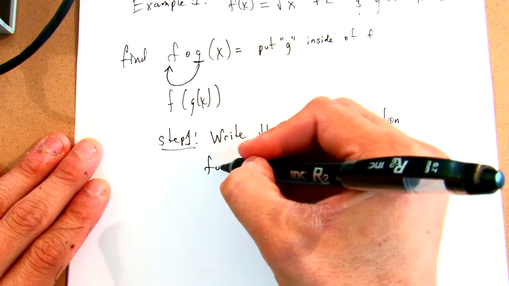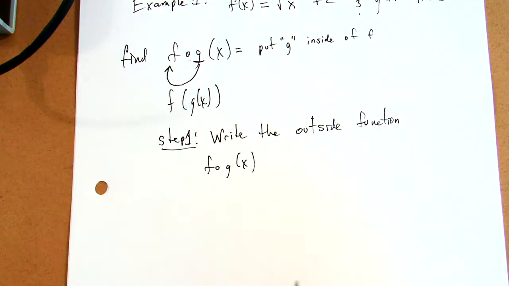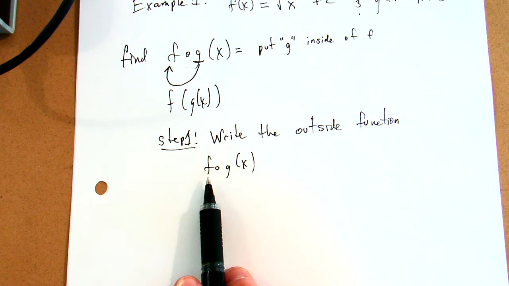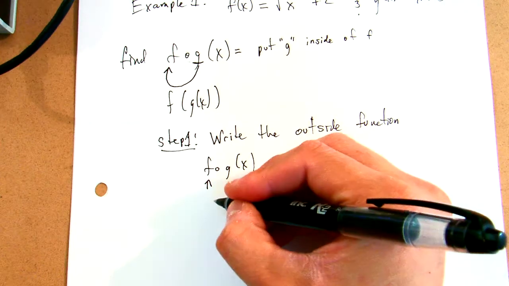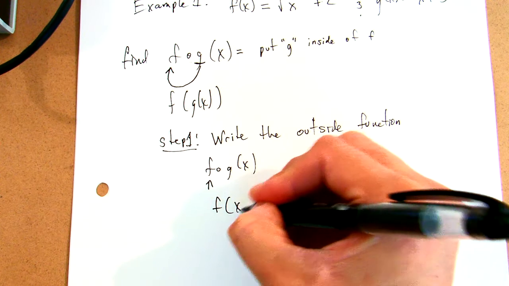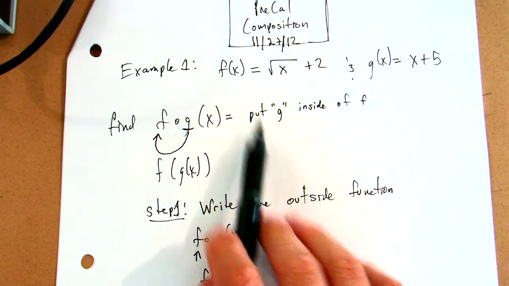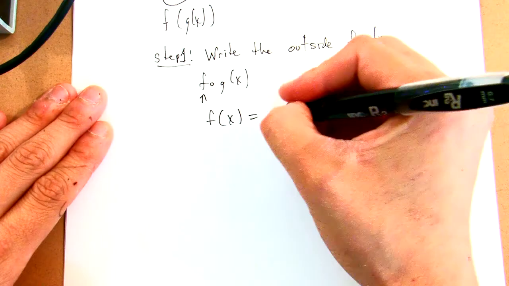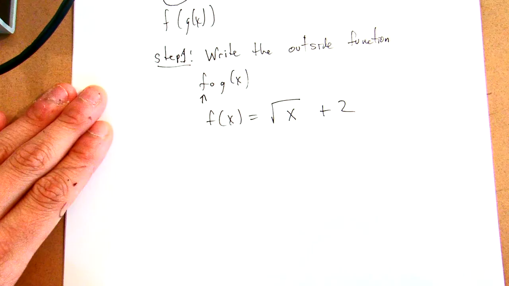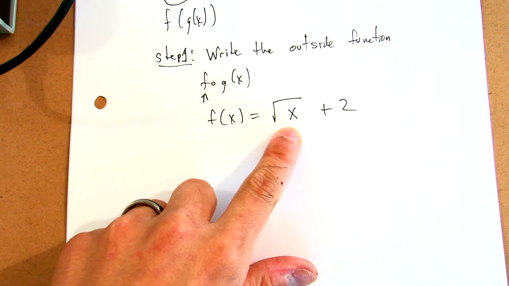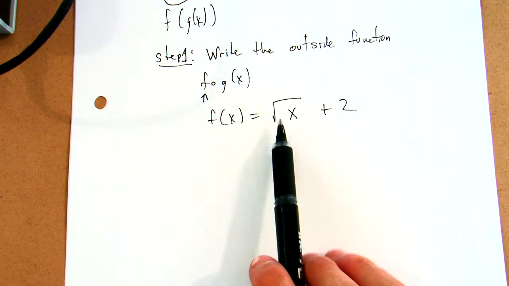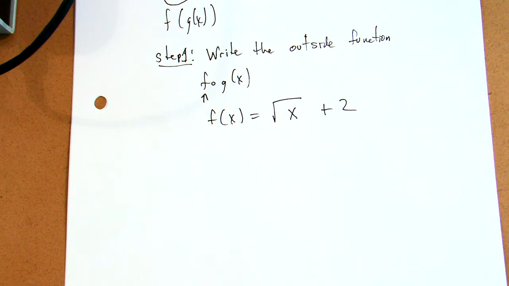So if you look at this case, which is my most outside function here? It's going to be f. So what is f of x equal to? F of x is the square root of x plus 2. So I'm going to write this down as the square root of x plus 2. And now what you're going to do is you are going to rewrite this, but instead of putting an x, you're going to just leave it blank.